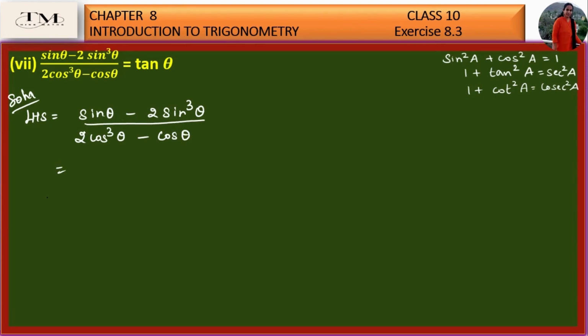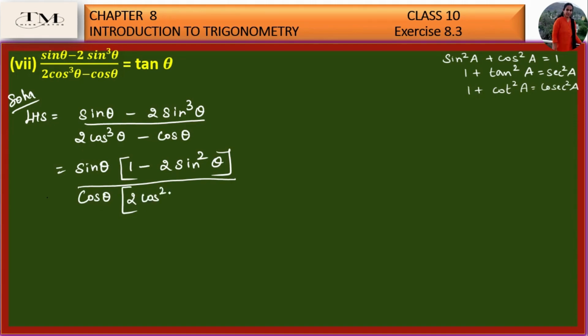Now let us take sin theta from the numerator. The sin theta is common for both the terms. So if we take it outside, we get 1 minus 2 sin square theta. As we took one sin theta outside, it will be sin square theta. Keep that as such. Now let us take cos theta from the denominator outside. So remaining will be 2 cos square theta minus 1.